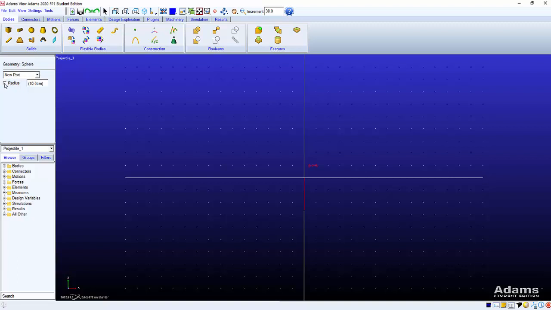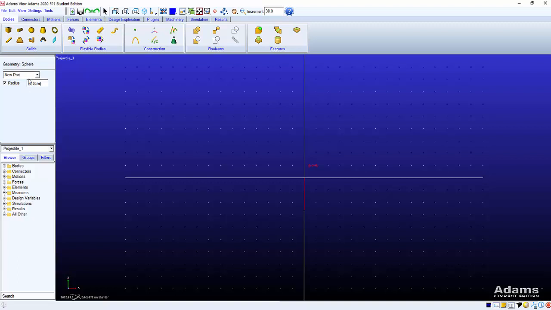I will define the radius of this part. Because it's a sphere, I will need to define only the main radius of the sphere. I'm going to use 5 centimeters. And again, notice Adams is assuming that we have units different from the default units. The default unit is millimeter. So if you want to use centimeter, you need to specify the units here. I would like to use a 5 centimeter radius. So I'm going to override this with 5 centimeter. If you don't include the units, it will be treated as millimeter.